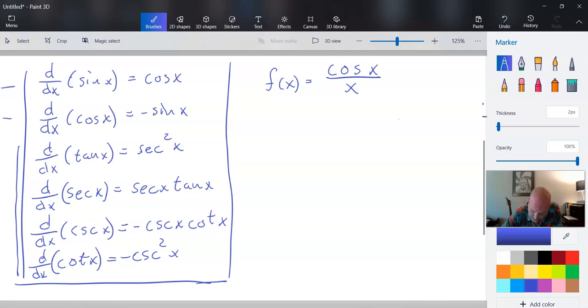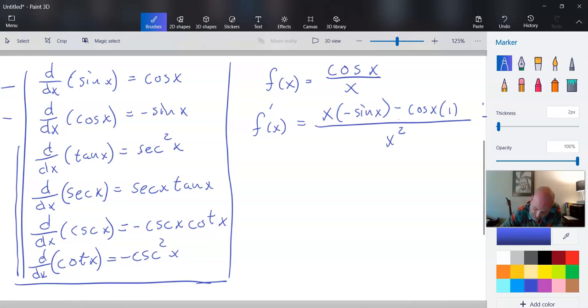Okay, so if I'm going to compute f prime, it's going to be low d high, the derivative of cosine is negative sine, minus high d low, the derivative of x is 1, over the square of what's below, which is x squared. So if I go ahead and rewrite this, I have negative x sine x minus cosine x over x squared.